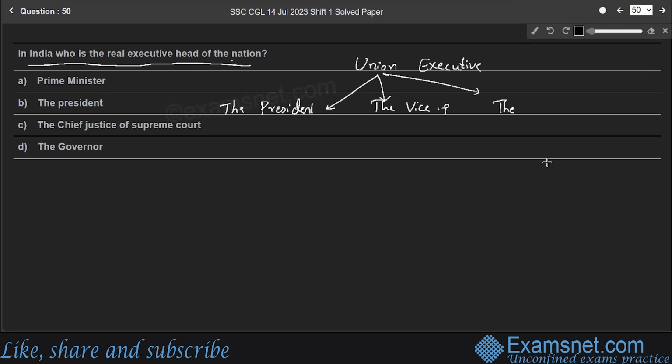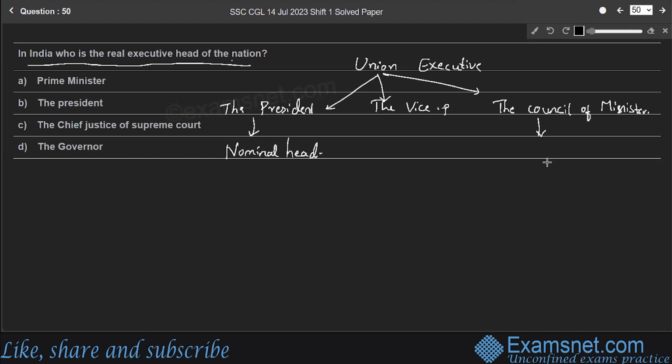So the council of ministers is headed by the prime minister, right? With the prime minister as the head to aid and advise the president, right? In India, there are two heads. One is the nominal head of the state, who is the president. So the president is the nominal head of the state, right? Whereas one is the real executive head.